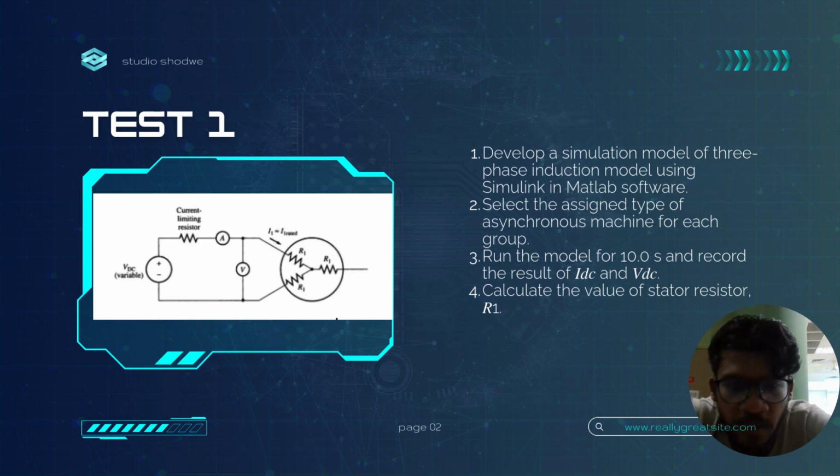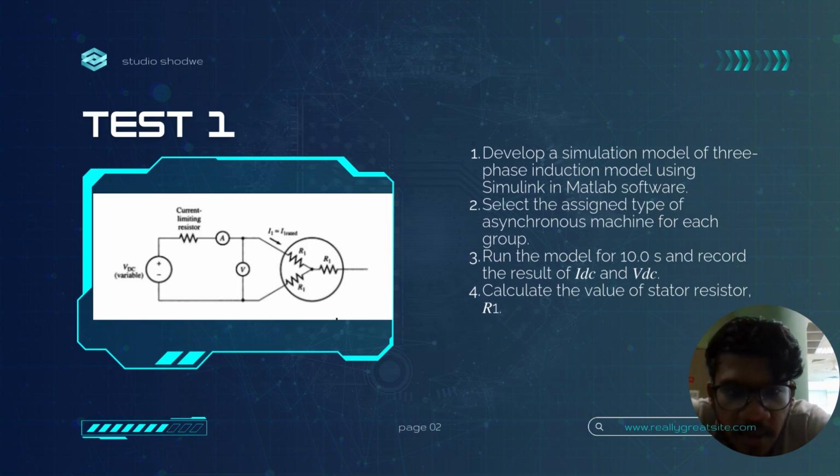Okay, now I'm going to explain about test one. In test one, these are the circuit. This is a test circuit for the DC resistance test. In this circuit, there are four questions. Develop a simulation model of a three-phase induction motor using Simulink in the MATLAB software. So we need to construct it in the MATLAB software.